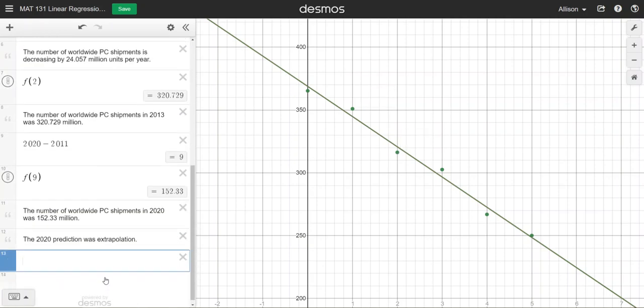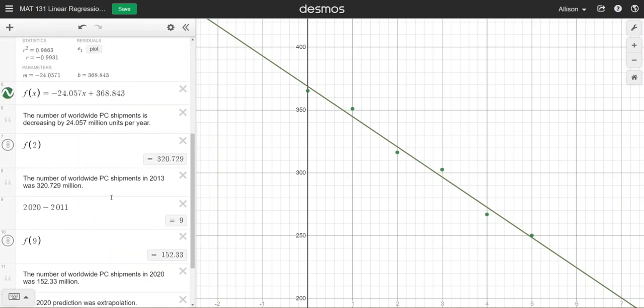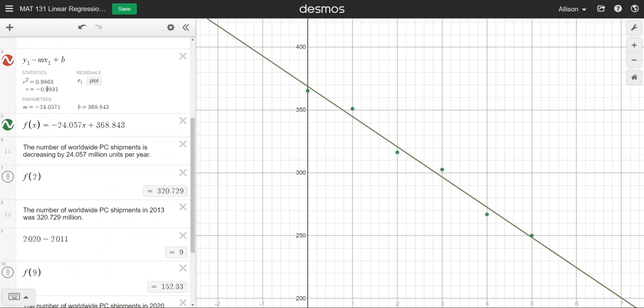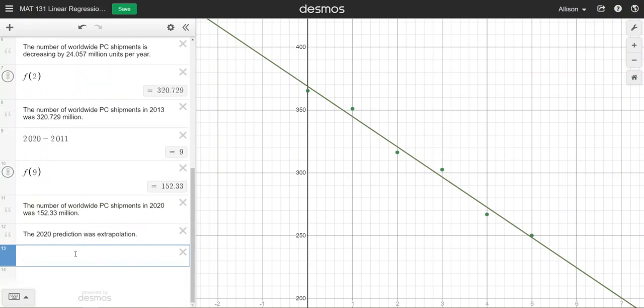The last piece in the book is what is the correlation coefficient? Discuss its meaning. That is given to us by the model, and up here it is a negative 0.9931. So I'm going to make a note of that. So the R value is negative 0.9931. And so what this means is that we have a strong negative correlation. Strong because 0.99 is close to -1. There is a strong negative correlation.